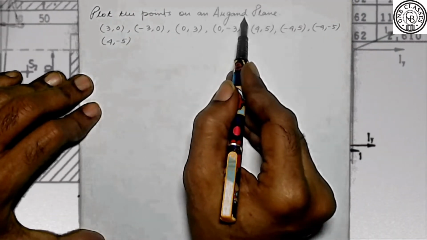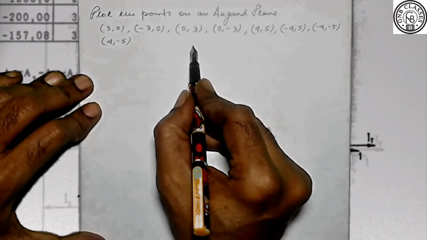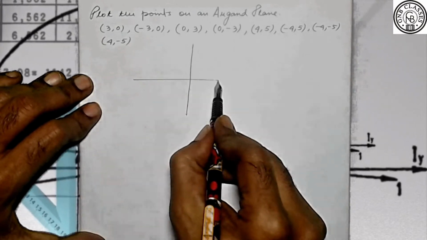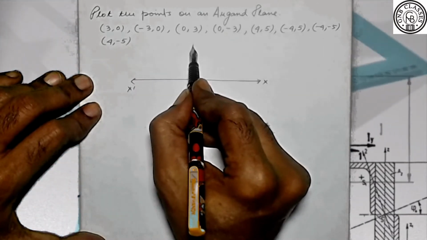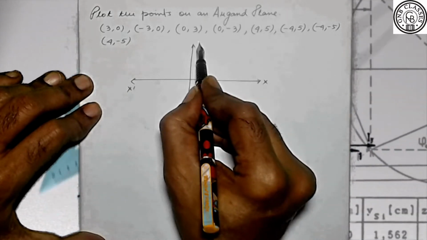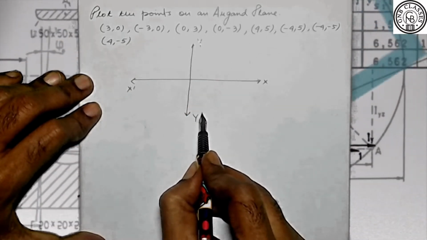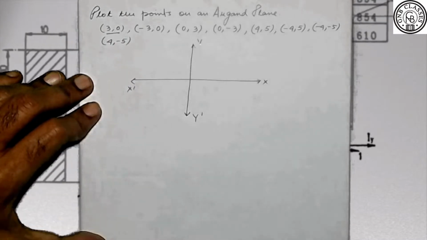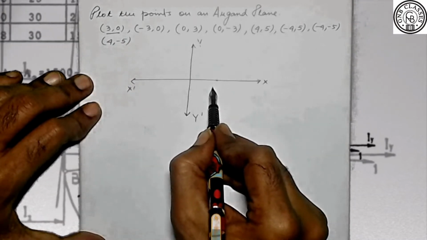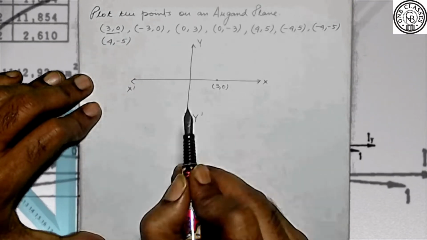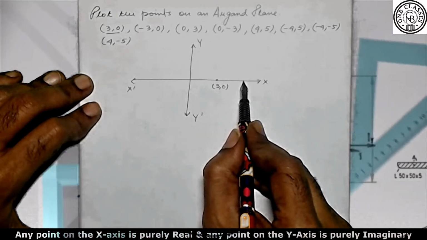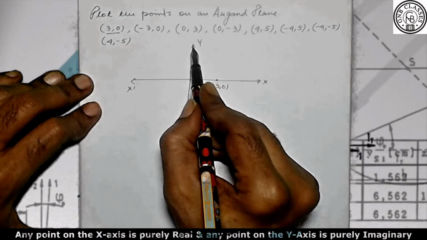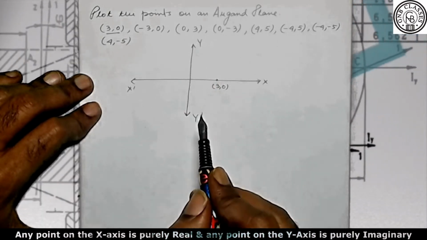Plot the points on an Argand plane. Let me draw an Argand plane. This is our real axis x and this is our imaginary axis y. Now the first point is 3, 0, which will be somewhere here. This point is 3, 0. Any point on the x-axis will be purely real. Any point on the y-axis will be purely imaginary.